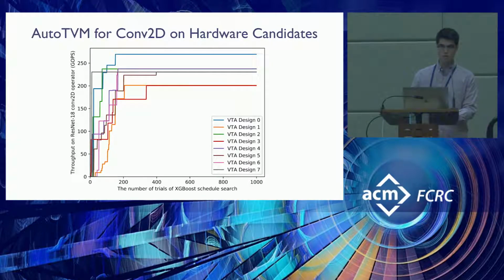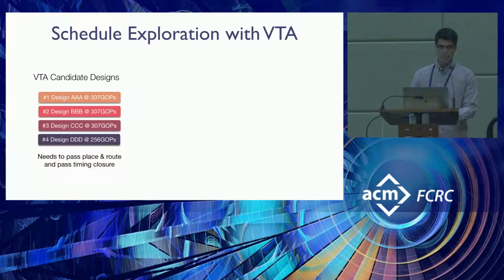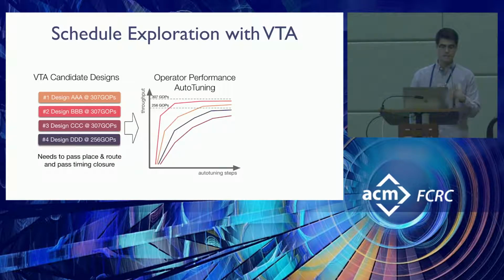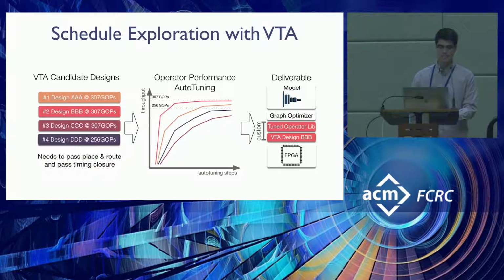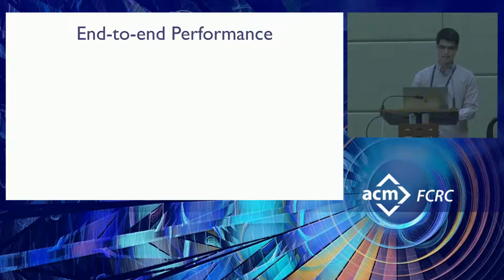But you can also look at how much actual throughput you can gain out of these different hardware candidates by performing auto-tuning with AutoTVM. And that way, you can essentially perform auto-tuning on your hardware candidates and deploy a highly tailored both hardware and software stack onto your FPGA, which is really nice. So this is essentially an example of hardware-software co-design. And we have a paper that's under review that discusses this.